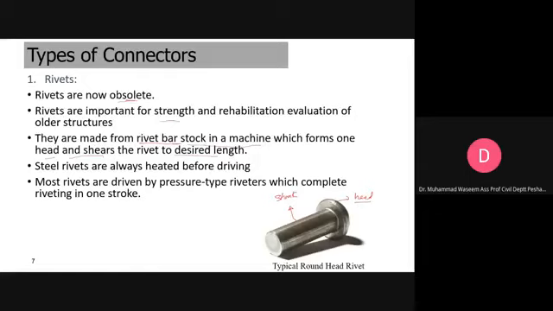You carry out this operation when the rivet is made red hot, or it is heated before driving it into the hole. Steel rivets are always heated before driving. You have to drive it, so heat it before driving it in a joint. Now most rivets are driven by pressure type riveters, which complete riveting in one stroke.